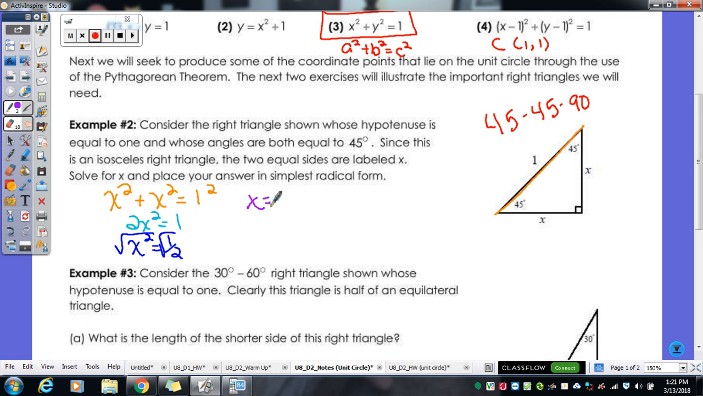Well, what is the square root of 1? 1. What's the square root of 2? It's the square root of 2. It's not a perfect square, so it stays as the square root of 2. But can I leave it like that? No. Can't have that radical on the bottom, so we've got to rationalize. Multiply the top and the bottom by that radical. So 1 times radical 2 is radical 2. Radical 2 times radical 2 gives us a 2. So those other 2 sides of our triangle here are both going to be radical 2 over 2.